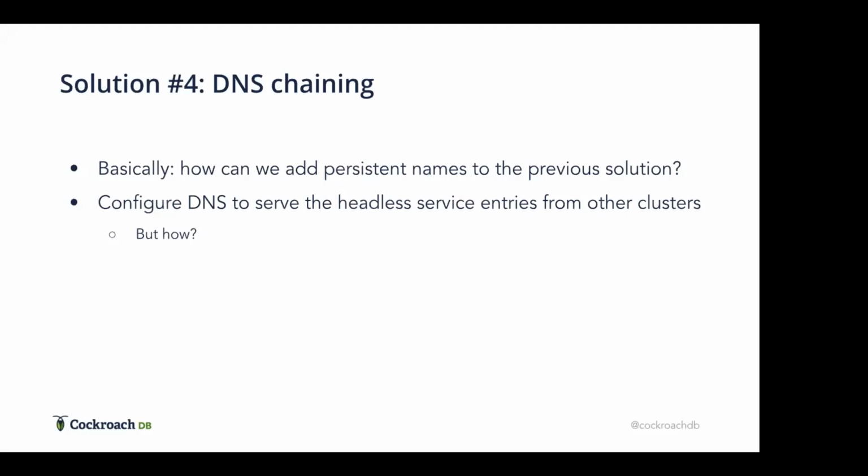And what we want to do here is somehow configure the built-in DNS server in each Kubernetes cluster to serve those DNS entries from the other cluster. But the question is how? Because kubedns is set up to only create DNS names for the services in its own cluster.